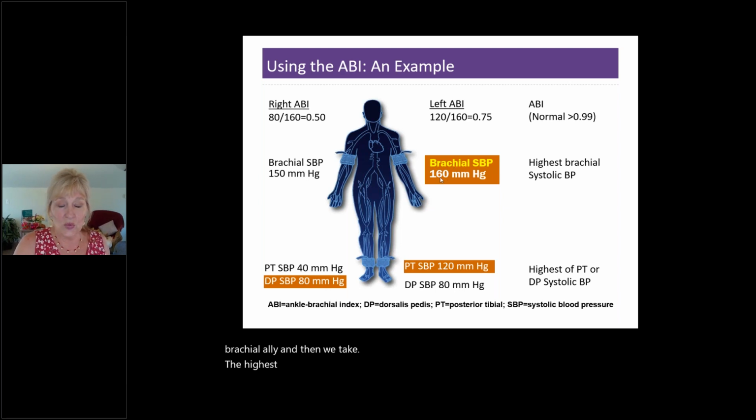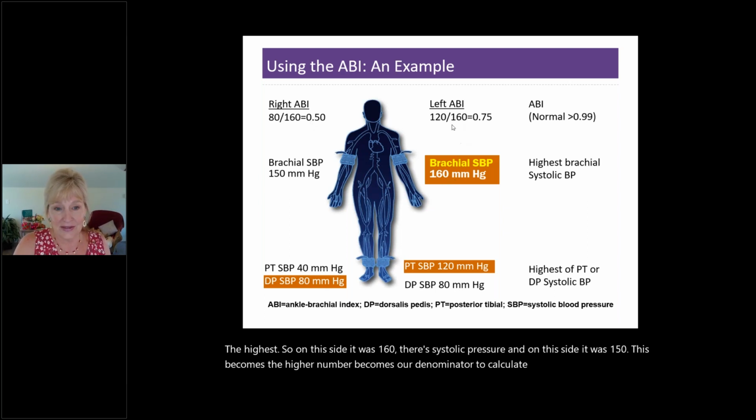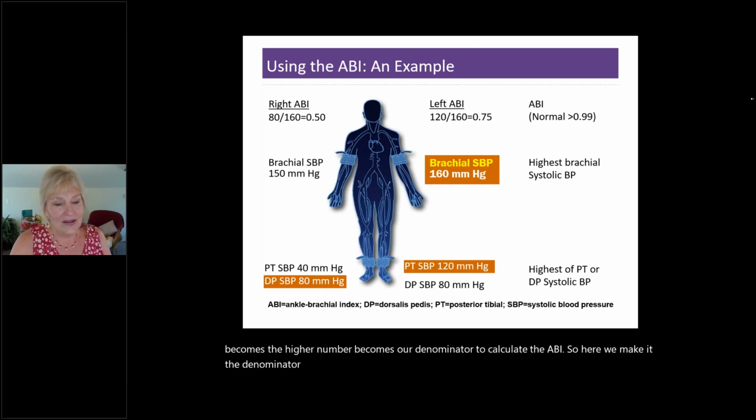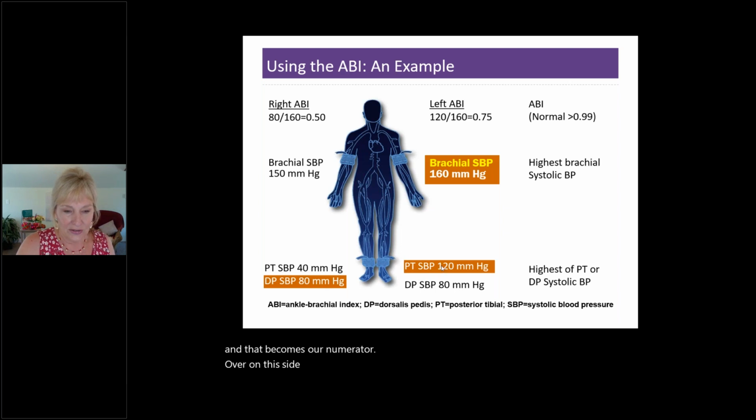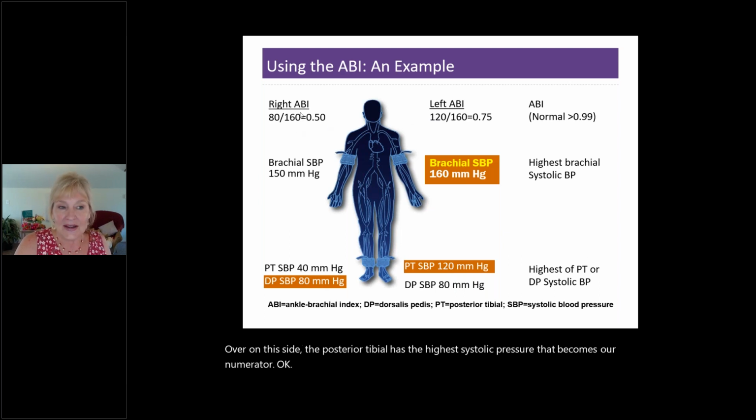So on this side it was 160, their systolic pressure, and on this side it was 150. The higher number becomes our denominator to calculate the ABI. And then we take the dorsalis pedis and posterior tibial pulse blood pressures, and we get the highest systolic pressure on the right side of the two. 80 is the highest systolic pressure, and that becomes our numerator. Over on this side, the posterior tibial has the highest systolic pressure. That becomes our numerator. Then we divide these and figure out the ABI.